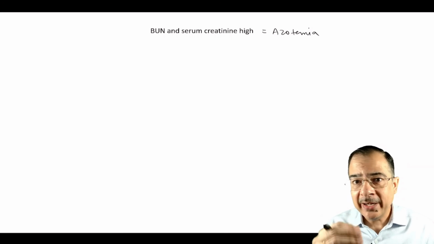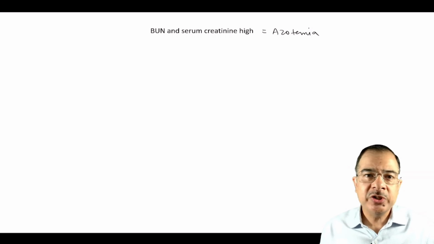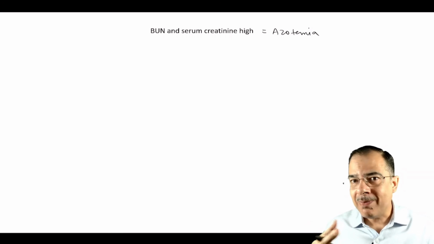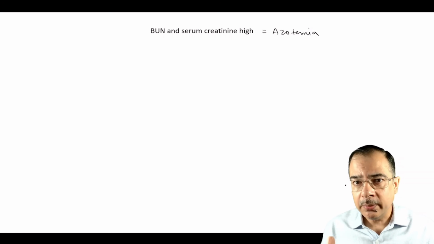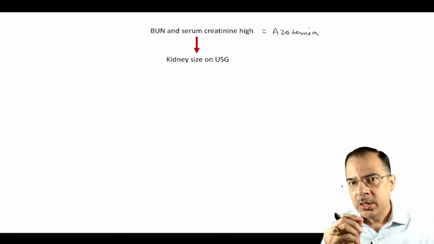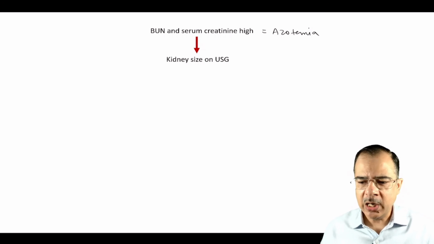Second, it could be intrinsic renal disease, which is leading to the elevation of blood urea nitrogen or serum creatinine. Third cause, post-renal. Post-renal means bilateral obstruction, like prostate enlargement, or bladder outlet obstruction, that lead to the post-renal causes of azotemia. So what we have to do, just look at the kidney size on ultrasound.